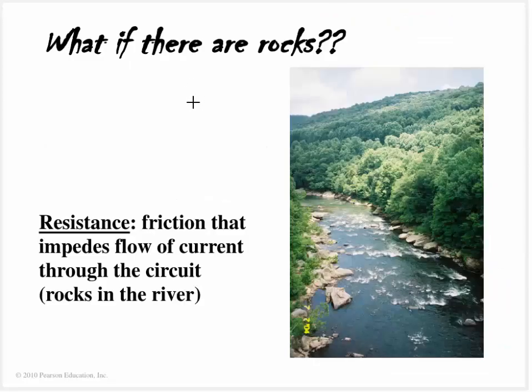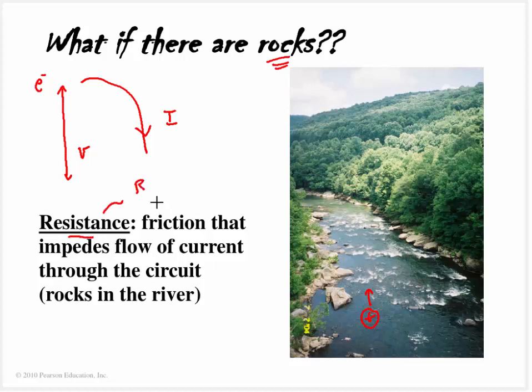Now, the final piece to our puzzle is we know that voltage lifts some electrons up, if you will, and then the flow of electrons is what we call current. And then we ask ourselves, well, what if there are rocks? What if there's something to impede the flow of that current? Or if we talk about some positive charges flowing down the river, what if there are some rocks right here? Well, there's going to be some resistance.